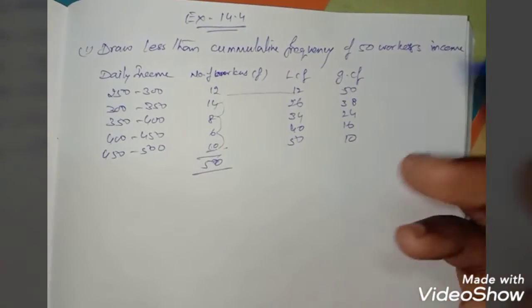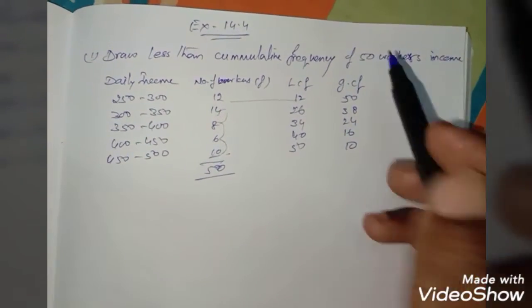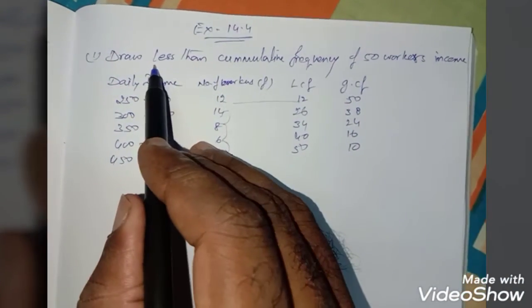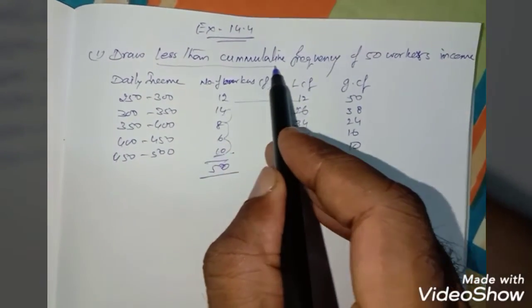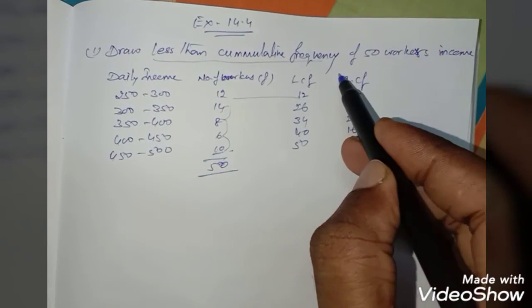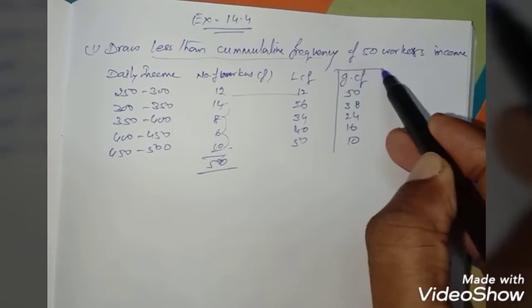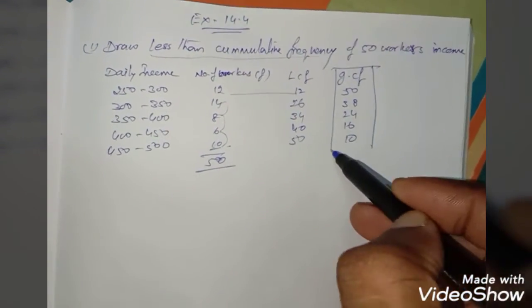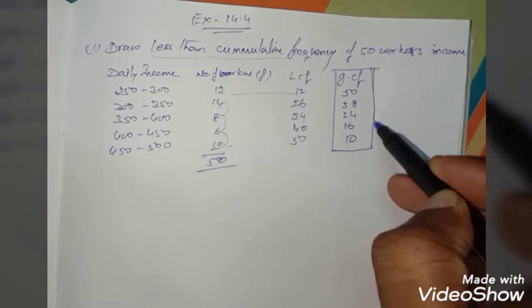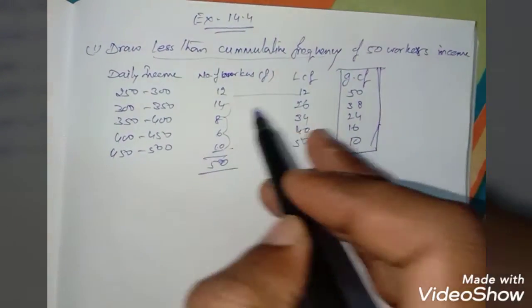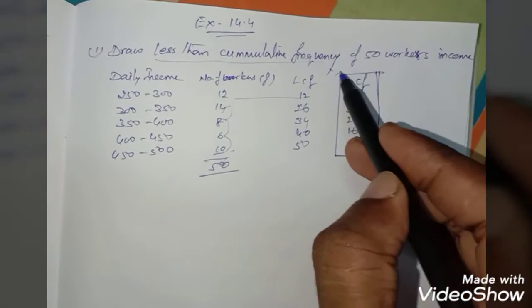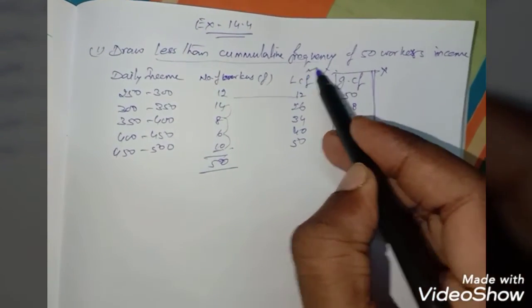Now after finding JCF we have to draw your graph, but here they have asked only the value of less than cumulative frequency, so we need not find JCF. So here I have given it only to show how to find JCF for the particular problem. So in your problem you need not write this one, LCF is enough, right?